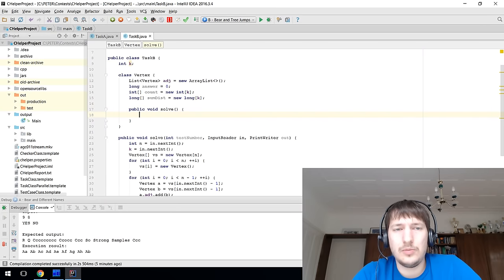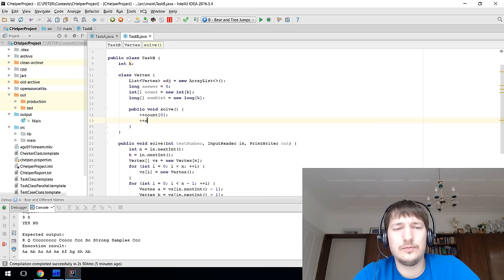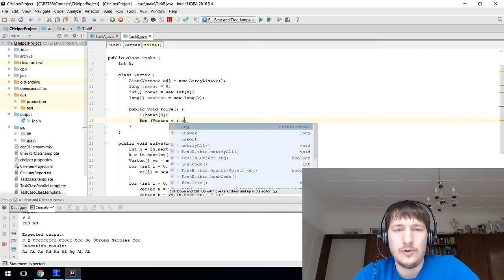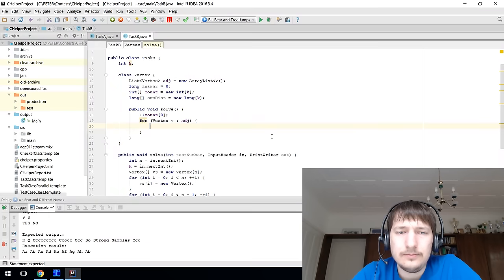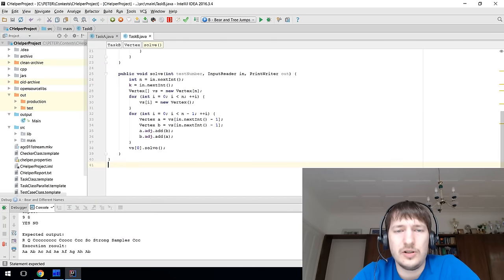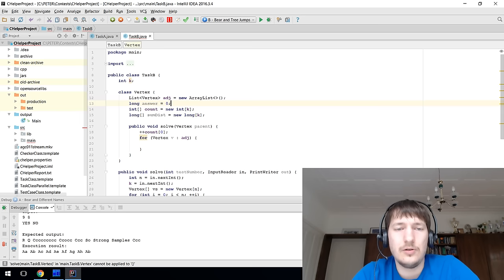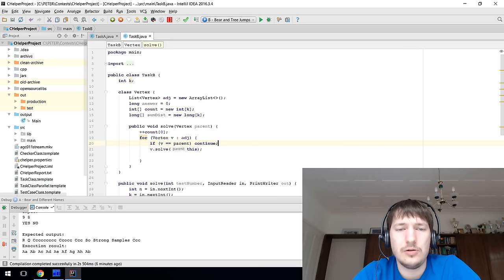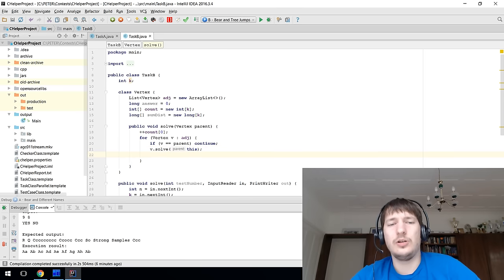Okay, so how do we count those numbers? Initially, of course, we have this vertex itself, and its sum of distances is zero. So we have just one vertex with sum of distances equal to zero. Now we go over all children. Here we need to pass the parent to avoid cycling over the tree. So we call v.solve with this, and if v equals parent, continue, so we skip the parent. We solve for each child, and now we need to update the variables in each node.